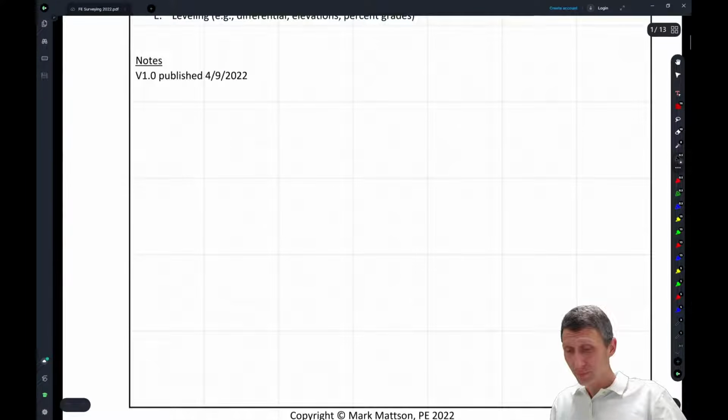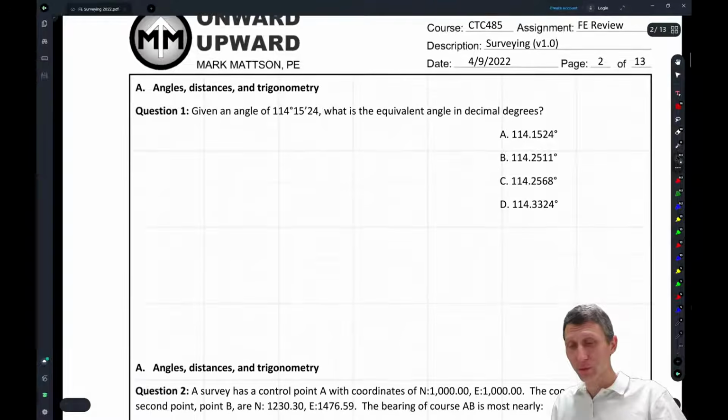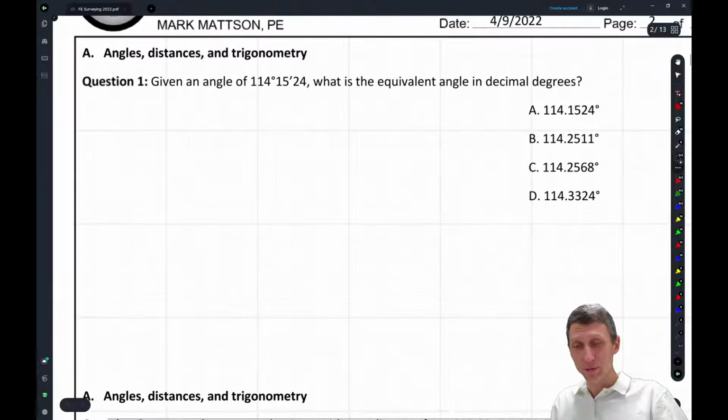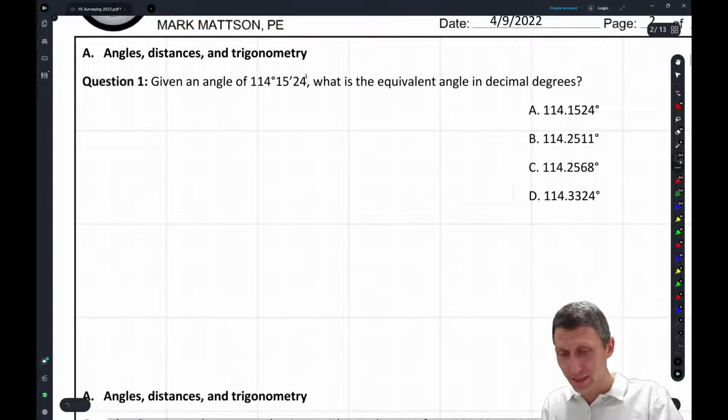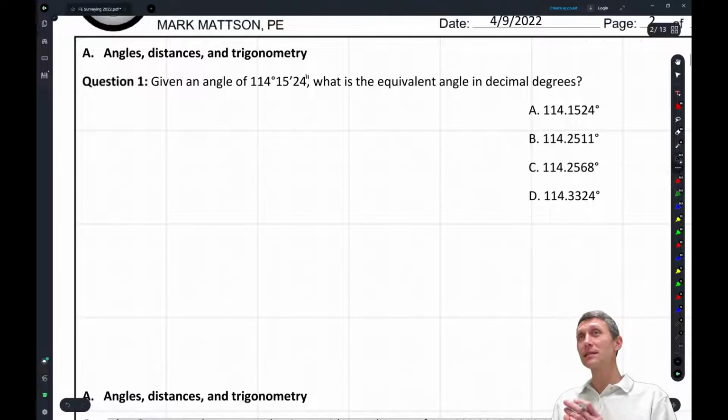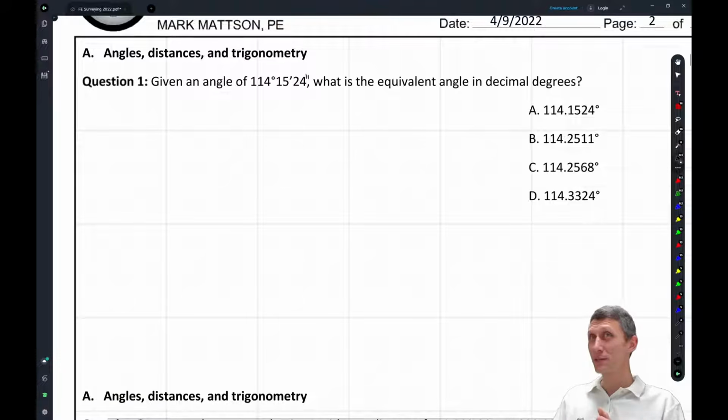So we're going to jump in with just some really basic things here. This is kind of a warm-up, but if we're looking at an angle of 114 degrees, 15 minutes, 24 seconds, what is it in decimal degrees? And hopefully you know how to do this on your calculator.